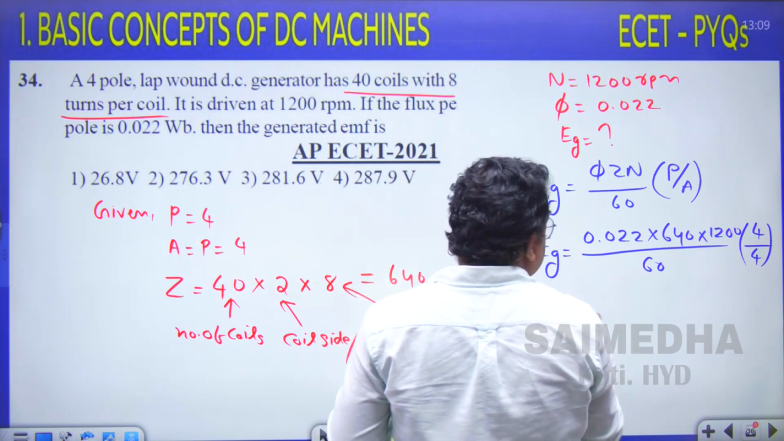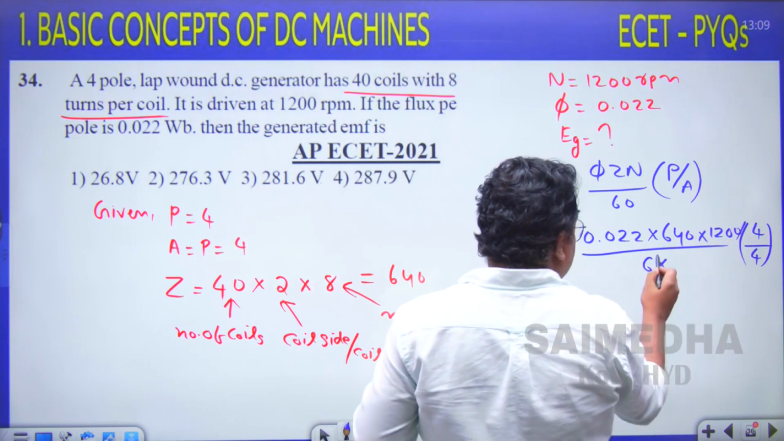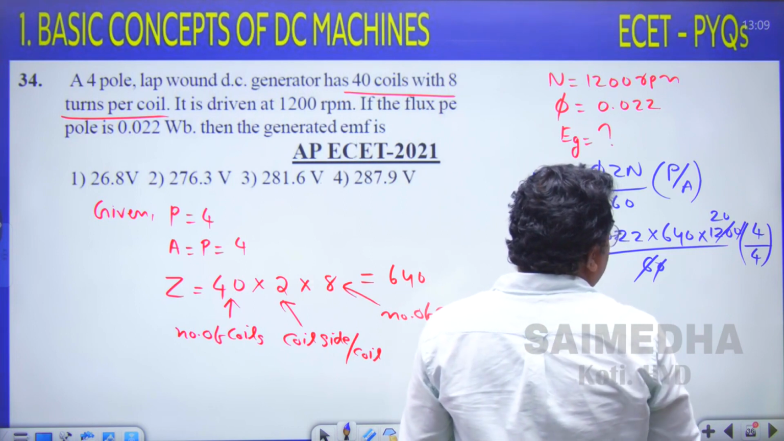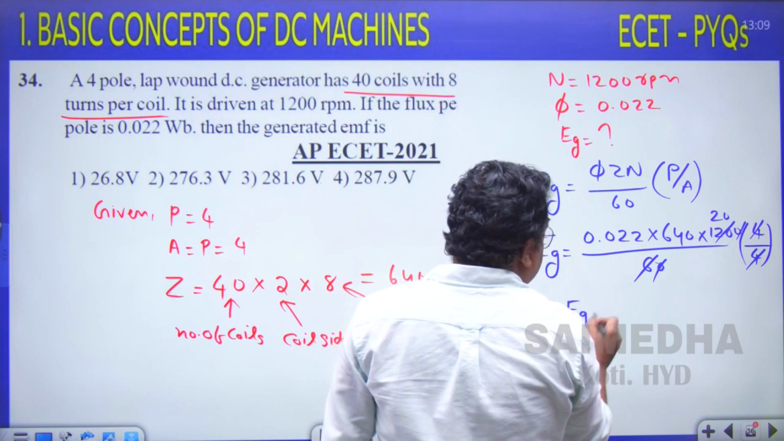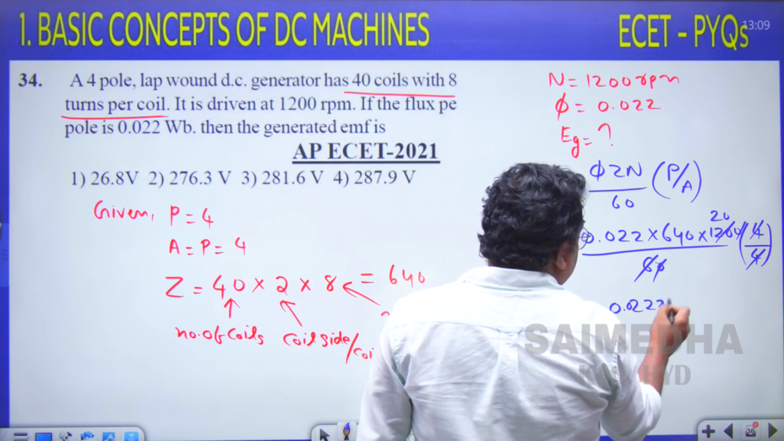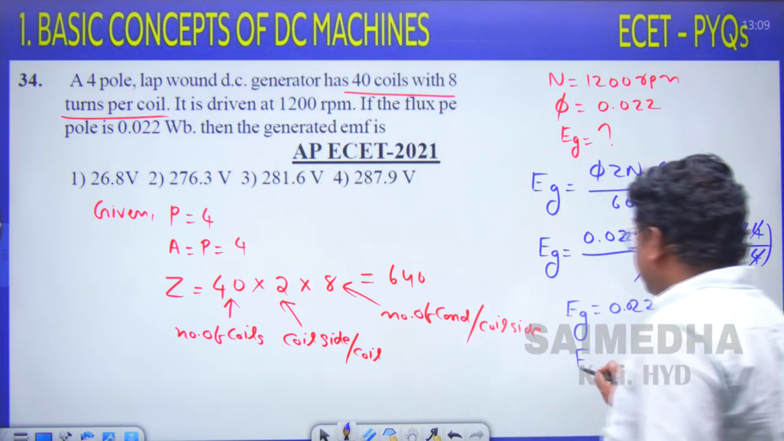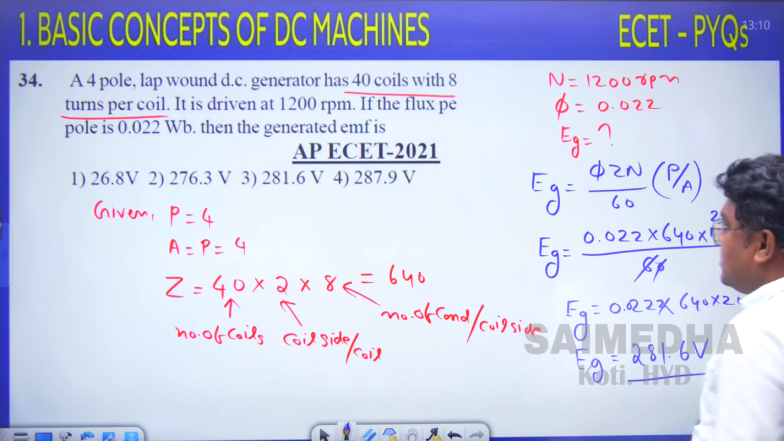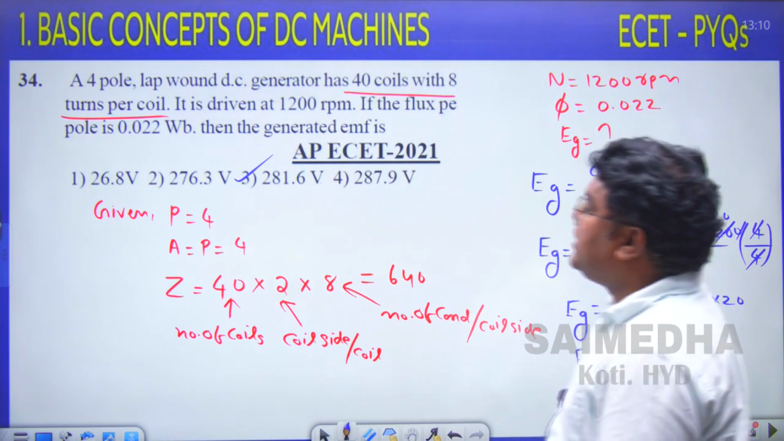Now simplify this. 1200 divided by 60 is 20, and the 4 will cancel out. So the generated voltage is equal to 0.022 multiplied by 640 multiplied by 20. By solving this, the value is equal to 281.6 volts. So the answer for this question is 281.6 volts, and option 3 is correct.